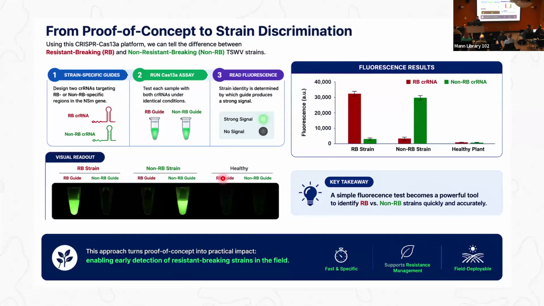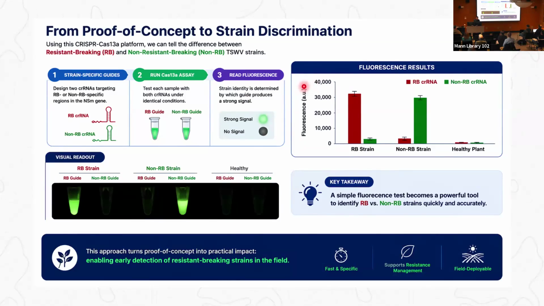Now, the coolest part out of all of this is not whether we can detect the virus, but can we discriminate or distinguish one strain from the other? And yes, we can, because now we know the sequence of all the NSs amino acid mutations that I explained earlier, and how you can distinguish between resistance breaking and non-resistance breaking strains, or between one resistance breaking strain to the other. We just change that sequence.